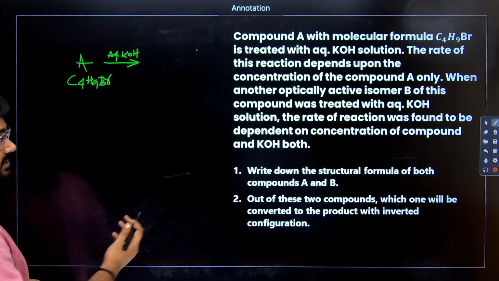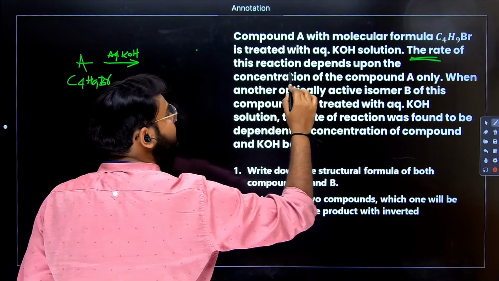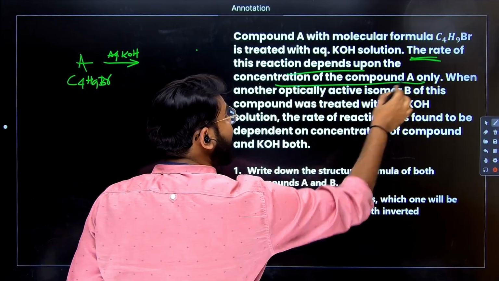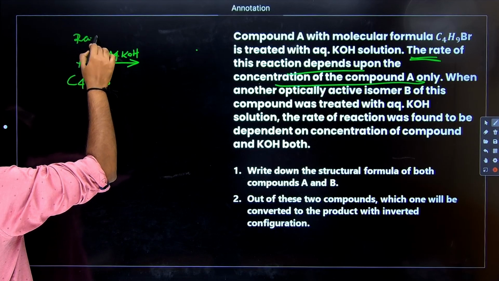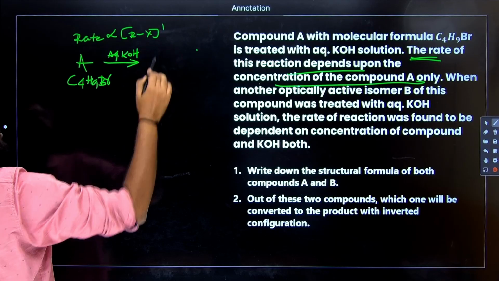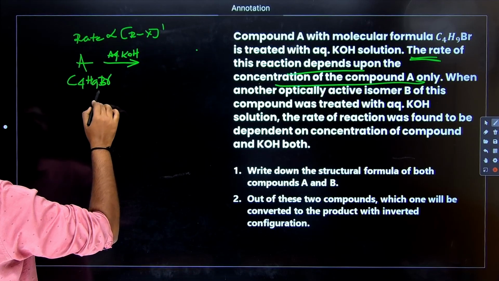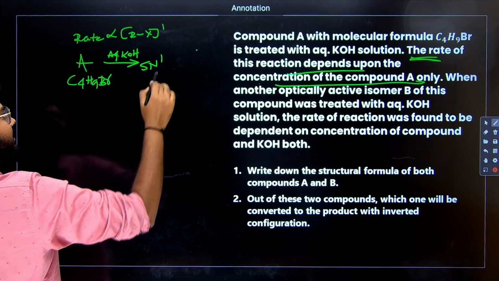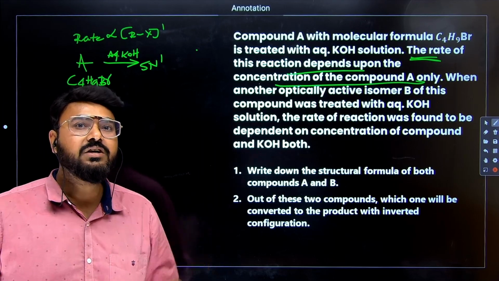Now let's read the question more. It says the rate of this reaction depends on the concentration of compound A only. It means the rate of this reaction is only dependent on the concentration of alkyl halide. So one thing is certain, it is unimolecular. So we know this reaction is certainly going to be the SN1 reaction, okay? SN1, because the rate of reaction is only dependent on the concentration of alkyl halide.